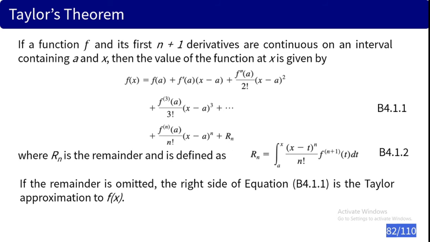So let's focus sa equation B4.1.2, which is the expression sa remainder. Okay. So ang expression sa remainder na to is an integral form sa R sub n of the remainder. Okay. So there are two theorems nga mo try og kuha sa value sa remainder, since this is an integral form.